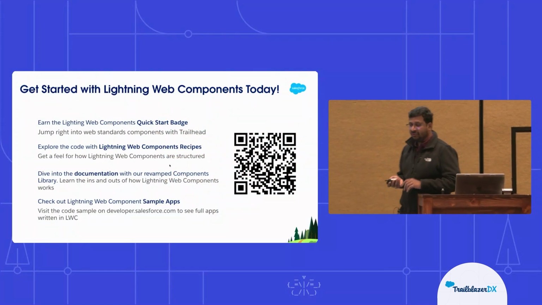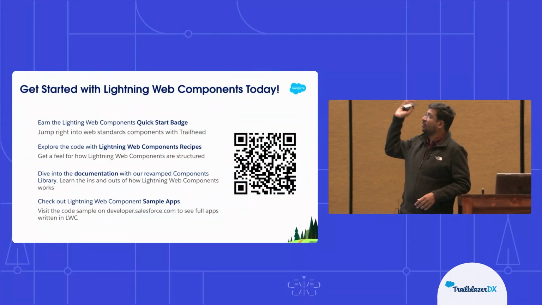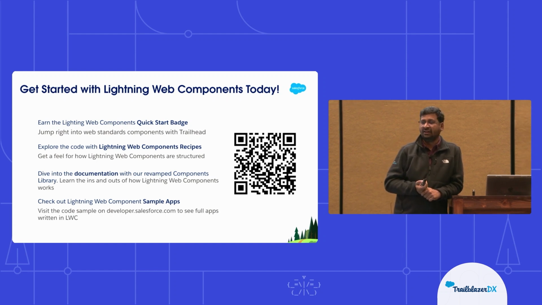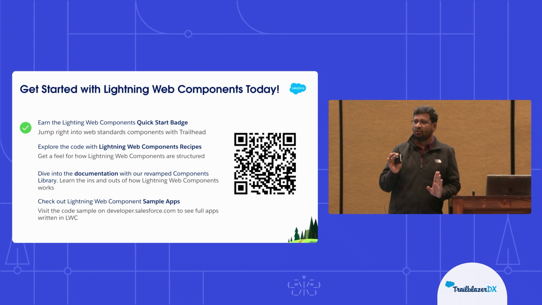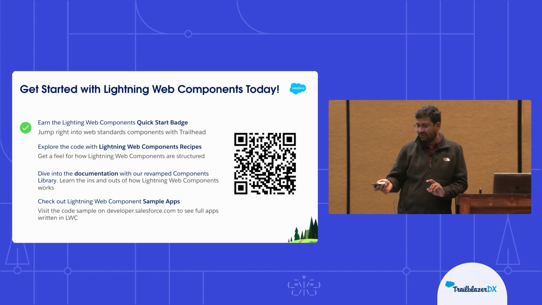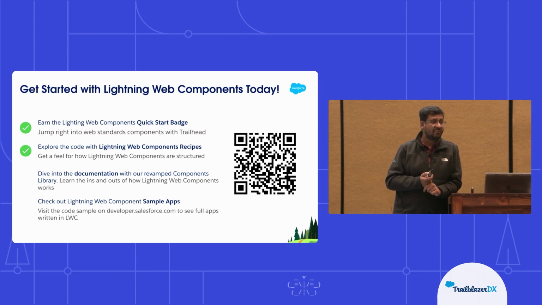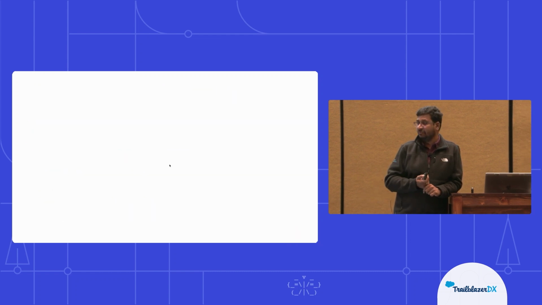Okay, so these are different resources. I have put a QR code there. I have posted the resources in the Salesforce community. So you can start with a quick start badge, which shows how to get started, how to install Visual Studio Code, or if you are using Code Builder, how to get started with that. All of those things are covered in the quick start badge. And then we have Lightning Web Components recipes. Whatever app I showed today, there is a walkthrough of that. What are the different things that you can find in Lightning Web Components recipes is there in that badge.